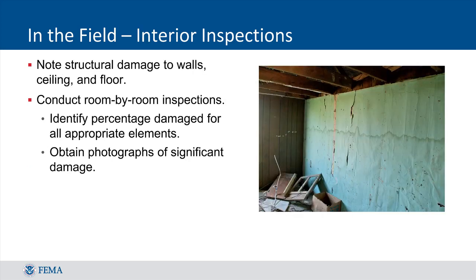When performing interior inspections, here are a few things to look for. Note structural damage to walls, ceiling, and floor. Inspections should be done room by room. Inspectors should try to set a routine for interior inspections, such as starting in the kitchen, followed by other first-floor rooms, and inspecting the bedrooms last to avoid missing rooms or data. Damage percentages should be identified for all appropriate elements. Pictures should be taken of significant damage. This can be helpful later if the owner tries to claim that there was little to no damage.